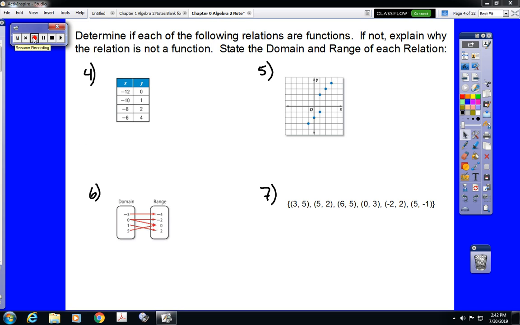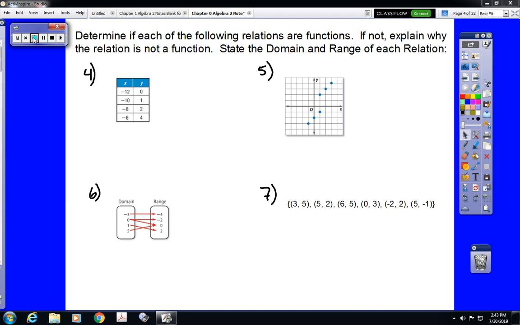Okay, this is the second video for section 0, or chapter 0, section 1 of your McGraw-Hill Algebra 2 textbooks. Again, these are additional examples of the very end of the previous video, so this should be a relatively quick video. We have here 4 relations, and we're supposed to determine whether each relation is a function. If it is not a function, we have to explain why not, and we have to state the domain and the range for each function.